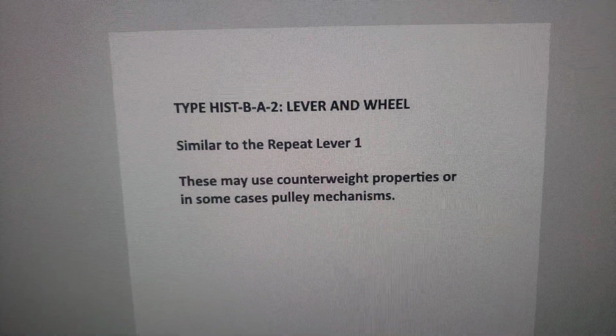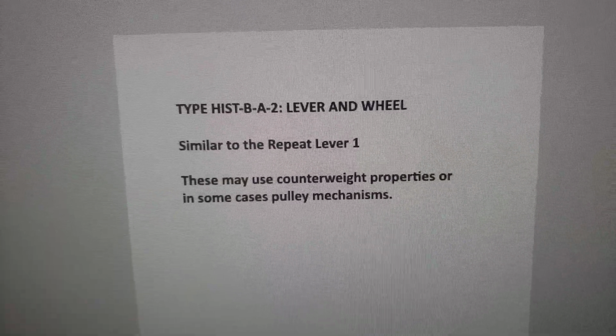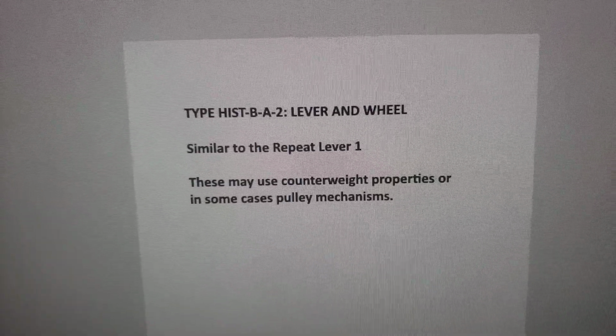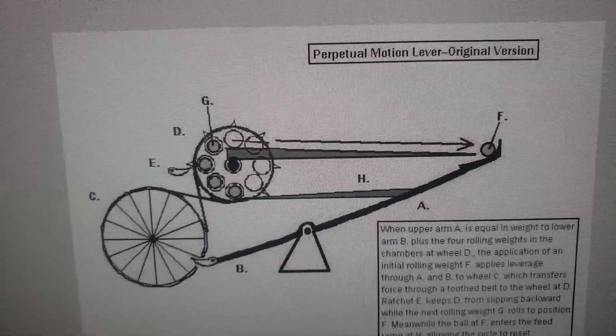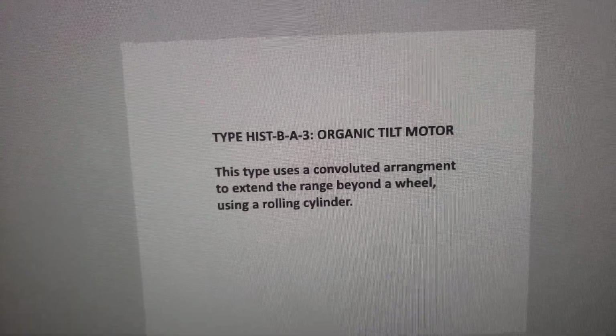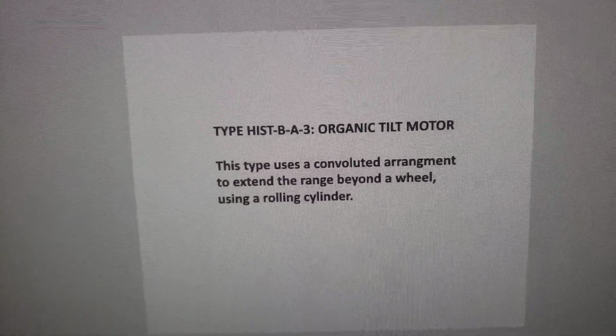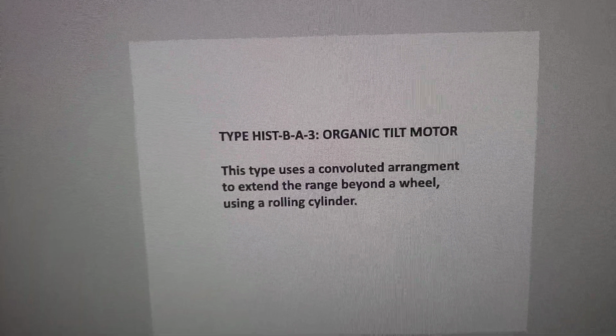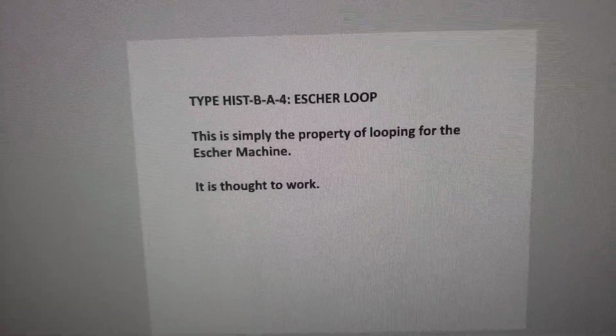Type history BA2, lever and wheel, similar to the repeat lever 1. These may use counterweight properties or in some cases pulley mechanisms. Type history BA3, organic tilt motor. This type uses a convoluted arrangement to extend the range beyond a wheel using a rolling cylinder.